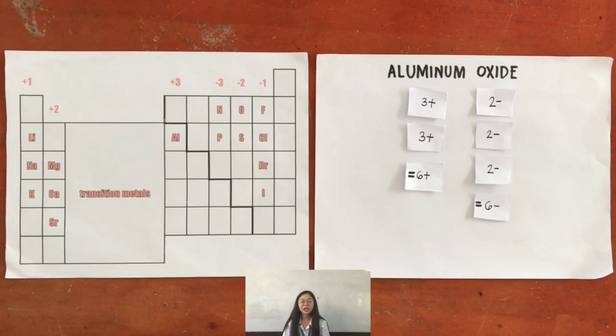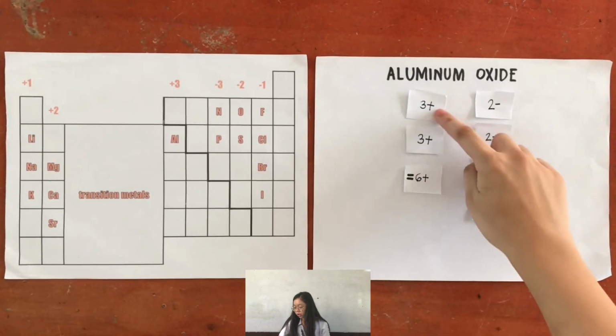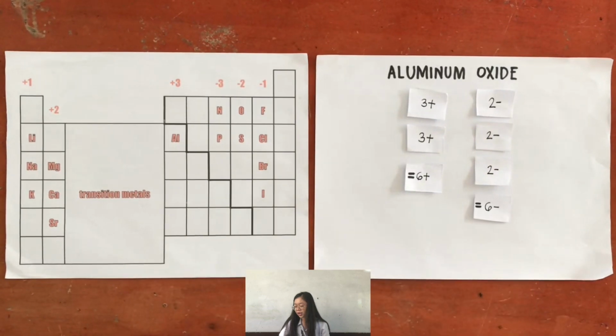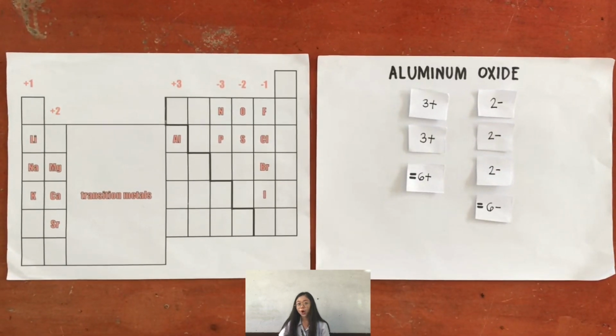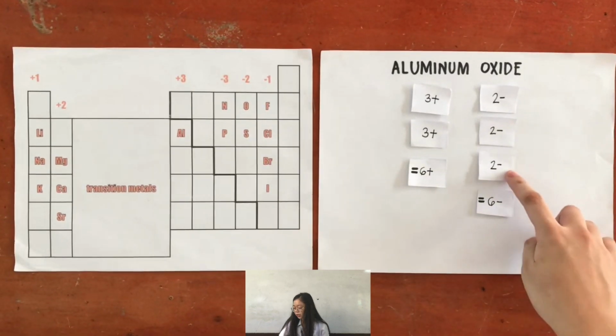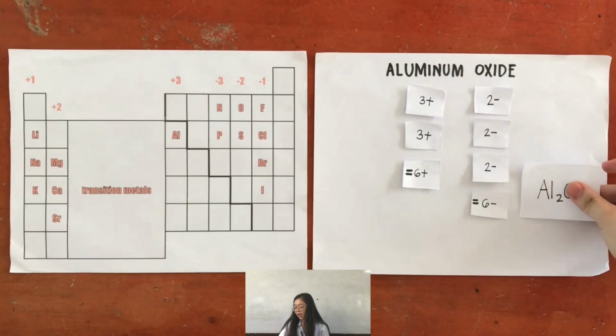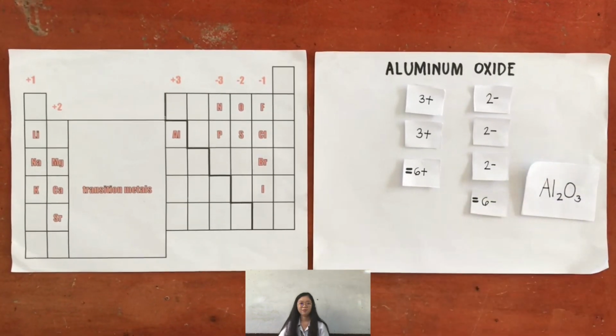Then count how many atoms you have in each element. Al has 1, 2, so it would be Al2, while oxygen has 1, 2, 3, so that would be O3. Our final answer is Al2O3.